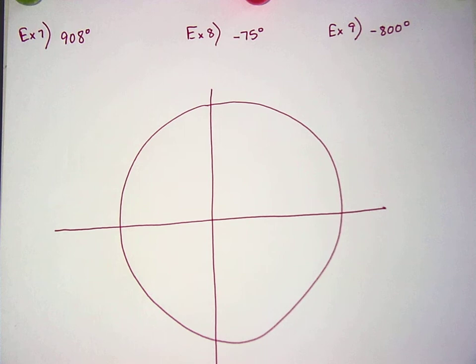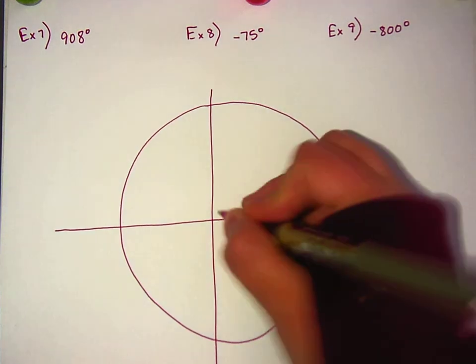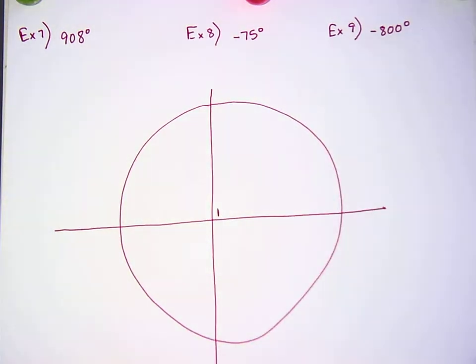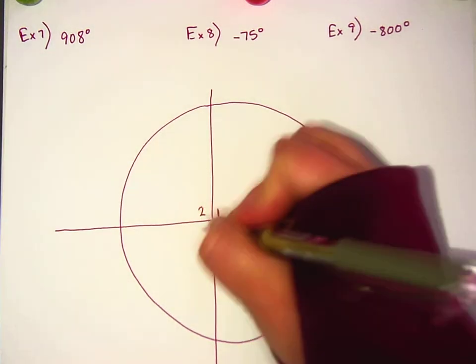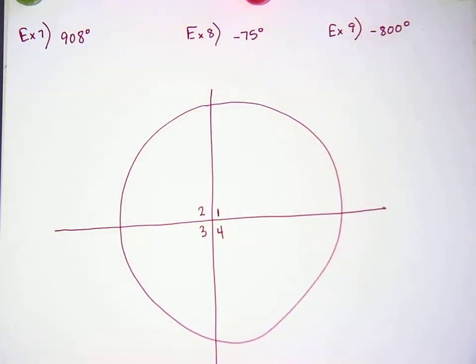Do you remember what the quadrants are called? Do you remember where the first quadrant is? It's this one right here. And where's the second quadrant? It's the one to the left, then 3, 4, going counterclockwise.